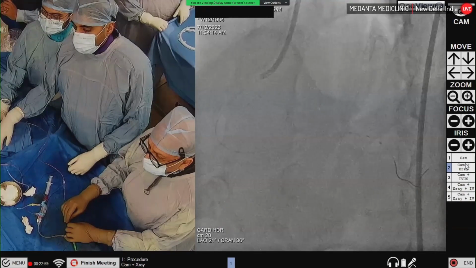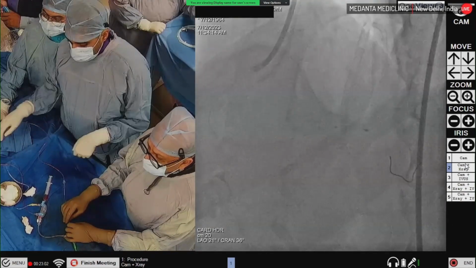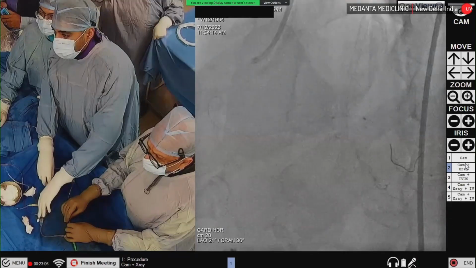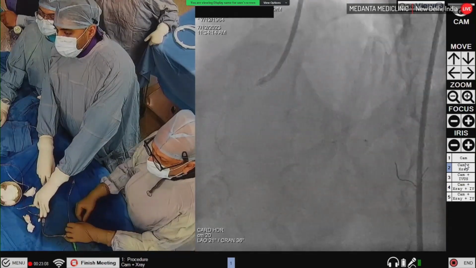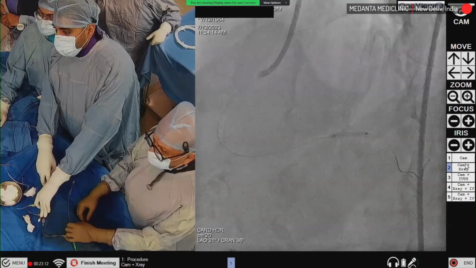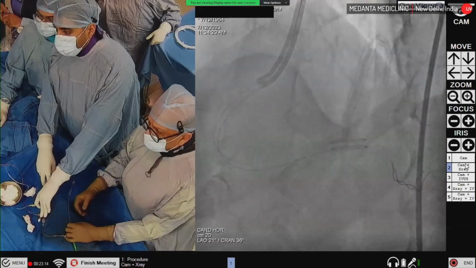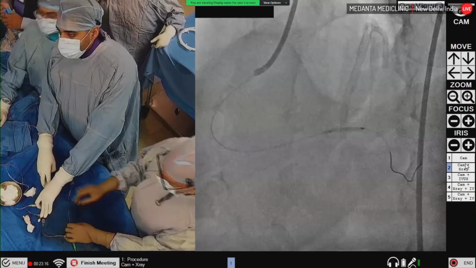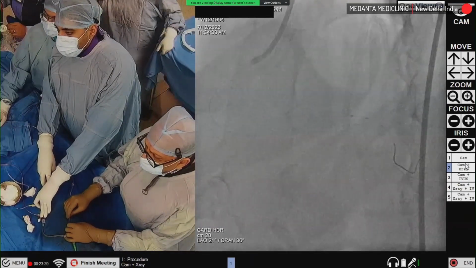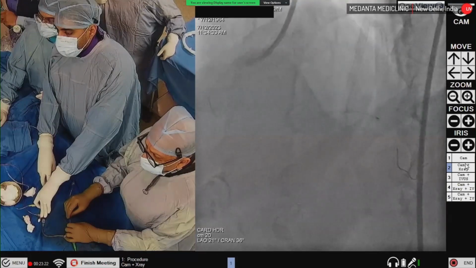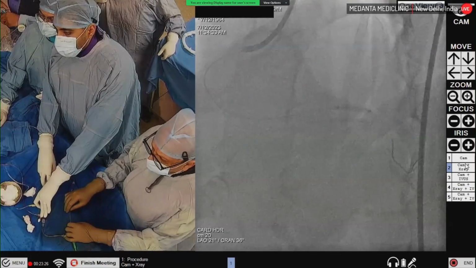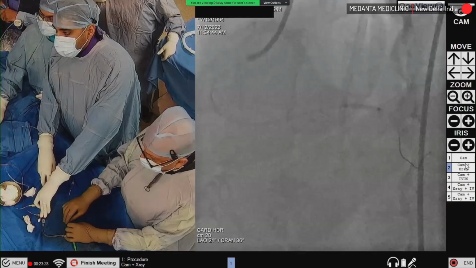So we can pull back a little bit. Check, please. Yeah. Okay, go up. 2, 4, 6, 8, 10, 12. Okay. So we have gone up to 12 atmospheres, and the lesion seems to be done. Go up more. 1, 2, 3, 4, 5, 6, 7, 8, 9, 10, 12, 14. Okay, deflate.